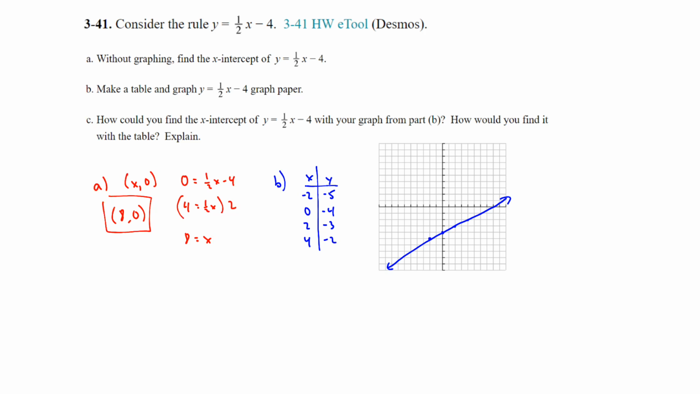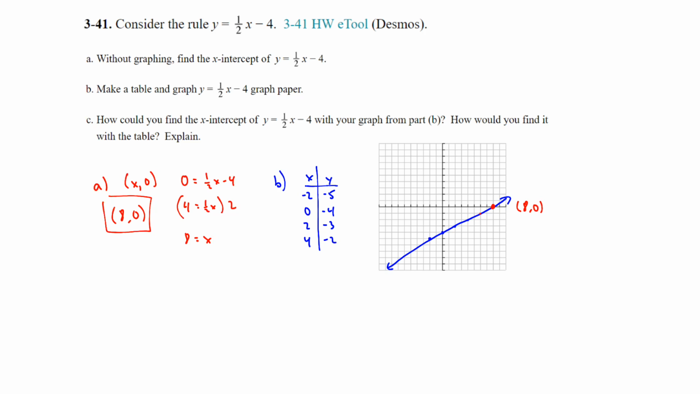And then part C says, how could you find the x-intercept with your graph from part B? How would you find it with the table? So just to kind of talk through this, how can we find it from our graph? If I extend it far enough out and I can kind of use that same slope, it looks like it intersects right here at (8, 0), which is what we came up with algebraically, so that looks good.